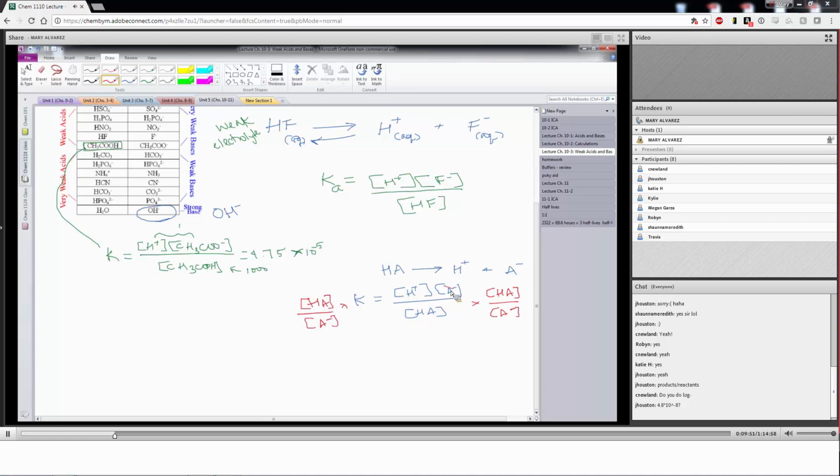I hope you guys can see how that's going to cancel out your A minus and your HA. So it's just algebra. And we find that my K value times the concentration of my acid divided by the concentration of my conjugate base is going to equal my concentration of H plus ion. Did everybody follow that there?